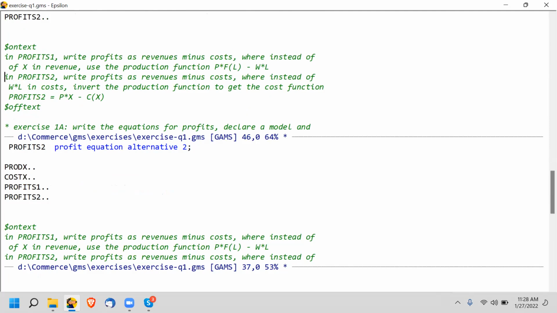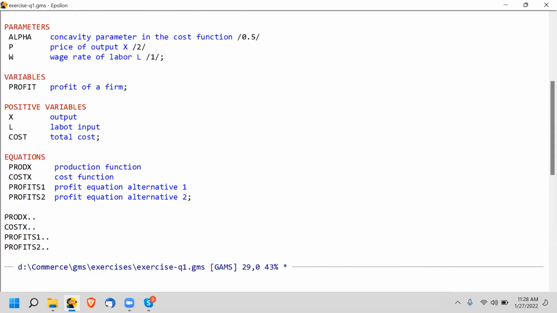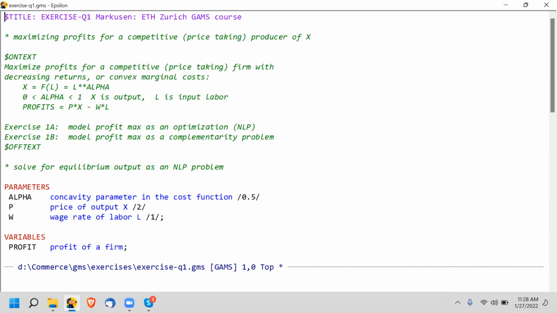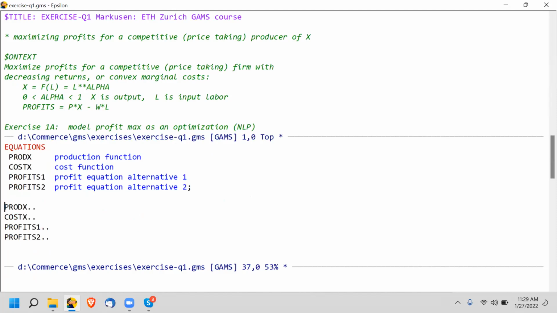I'm just wondering if people were able to open it in their GAMS and are following along with what's happening. So I was. You're okay, it's okay. So this is question 1, maximizing profit for a competitive price taking producer of X. Competitive firm where L to the alpha is the production function. L is the labor input, and profits is equal to P times X minus W times L. So just a real simple optimization.